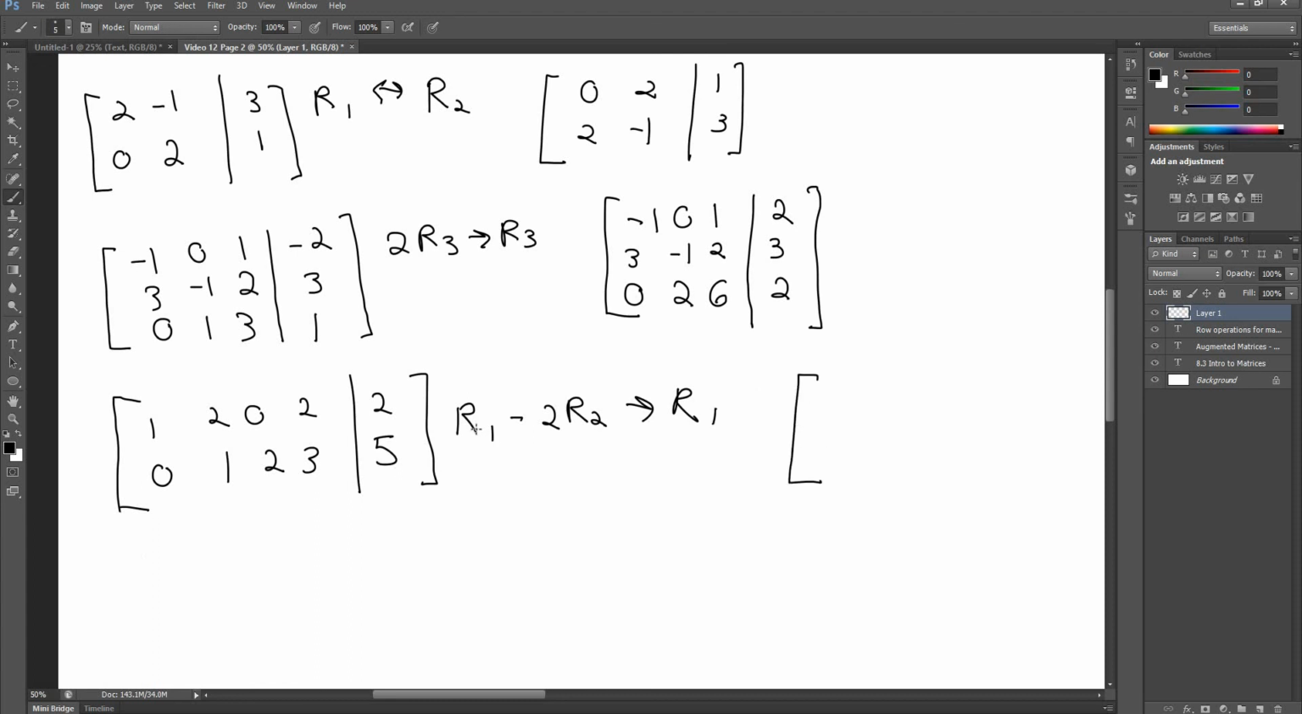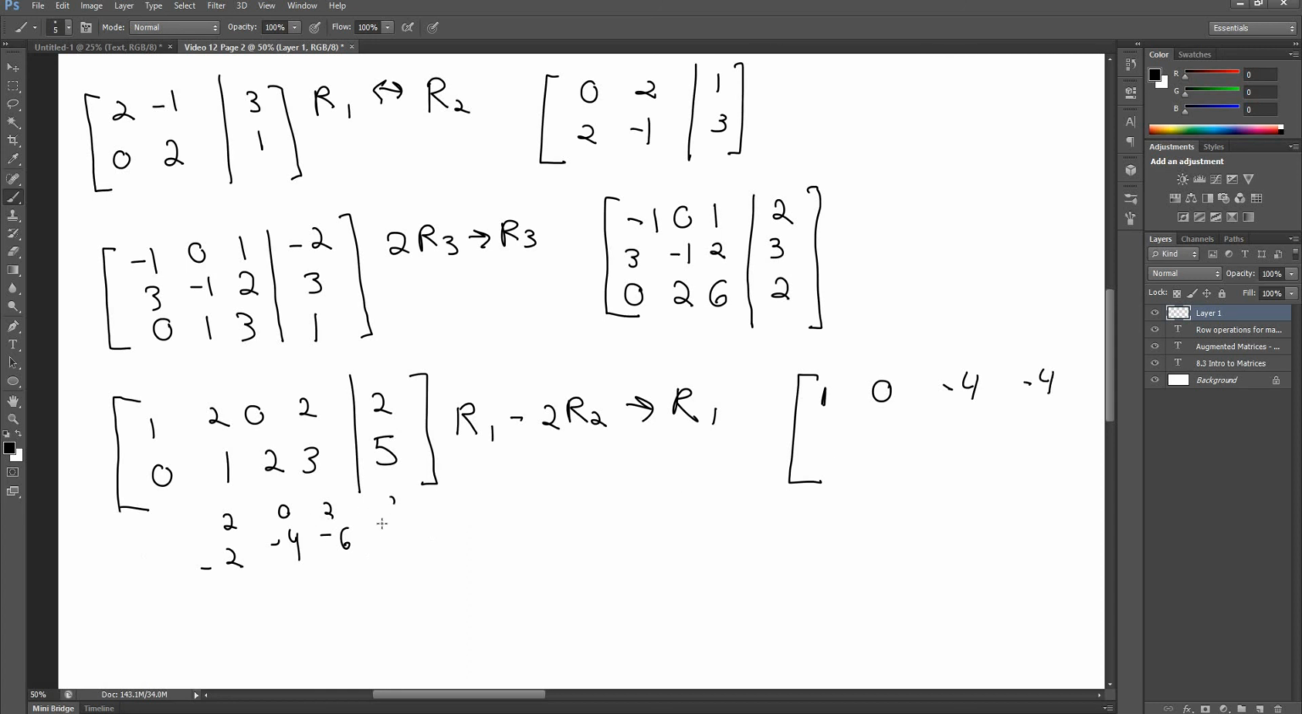So this operation, I'm starting with row 1. Row 1 is changing. So I'm going to do 1 minus 2 times 0. 2 times 0 is 0, so I still have a 1. I'm going to have 2 minus 2 times 1 is 2, so it's going to become a 0. I'm going to have 0 minus 2 times 2 is 4. This will be a negative 4. I'm going to have 2 minus 2 times 3 is 6.